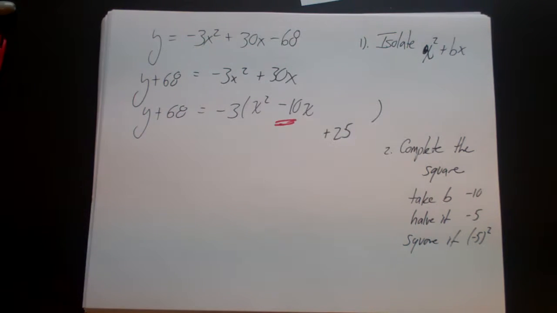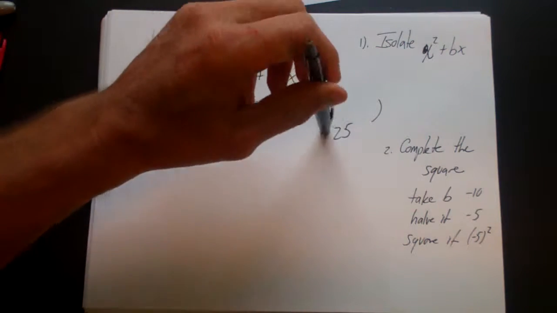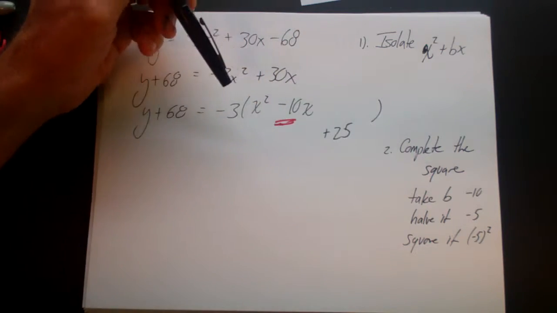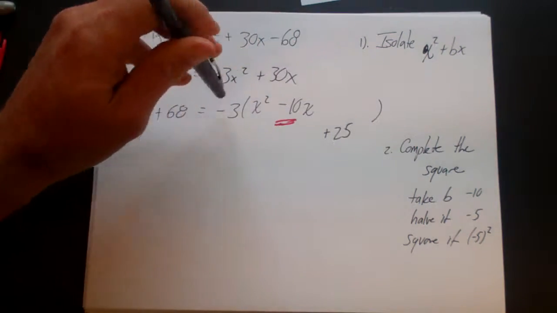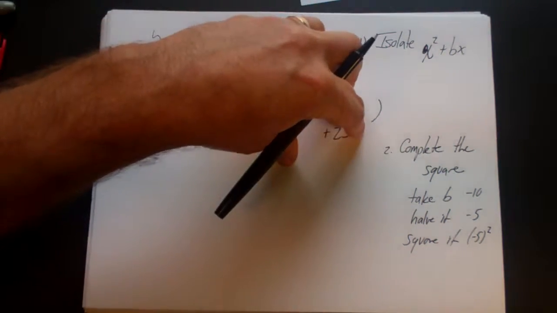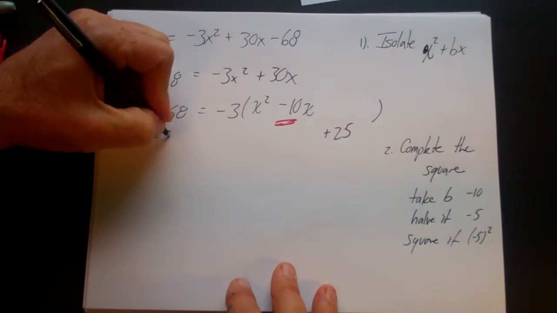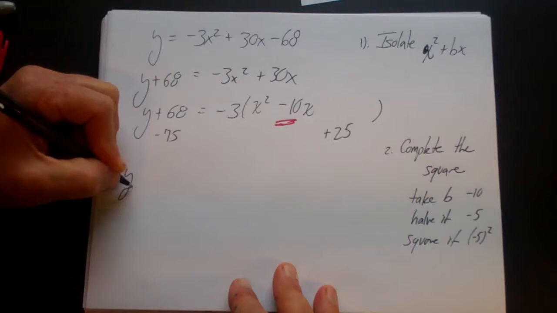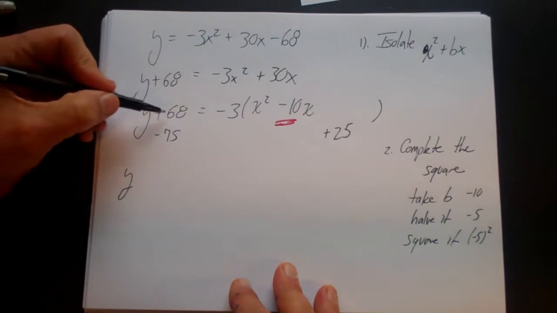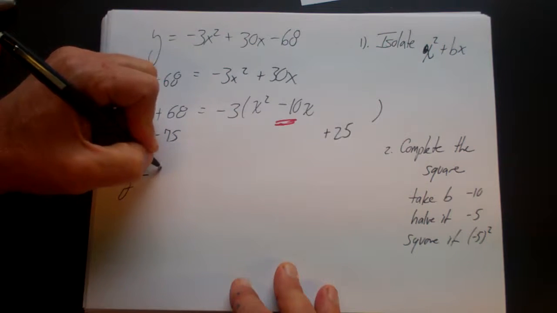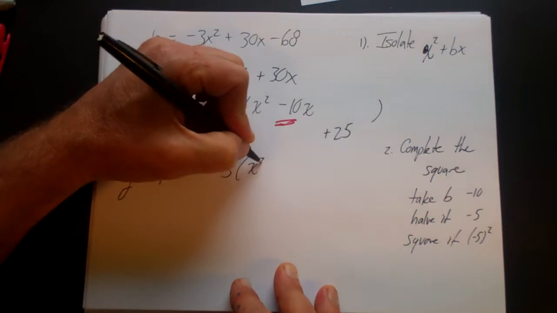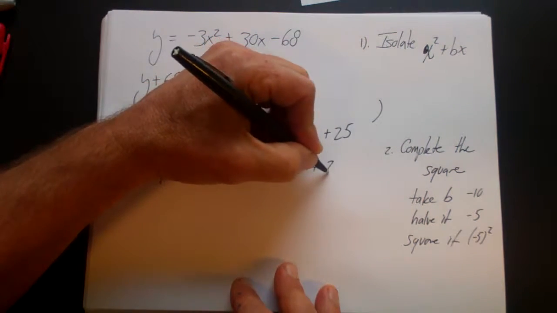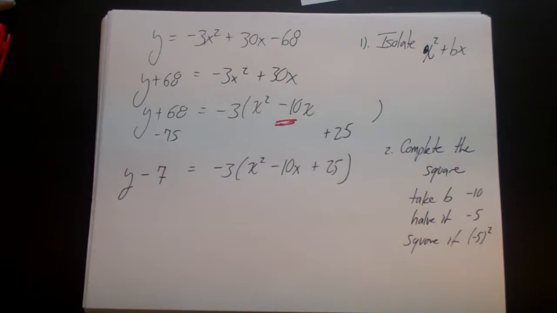Now, whatever I add to one side of the equation, I have to add to the other side of the equation. I'm adding 25 here, but I'm not really adding 25. I'm really adding 25 times a negative 3, and 25 times a negative 3 is a negative 75. So on this side, I have to add a minus 75. And then I have y. And I'm just going to rewrite the problem. 68 minus 75, I think is 7. Double check, 68 and 75, that's right. And then I have minus 3 times (x squared minus 10x plus 25). I've just rewritten the problem essentially.